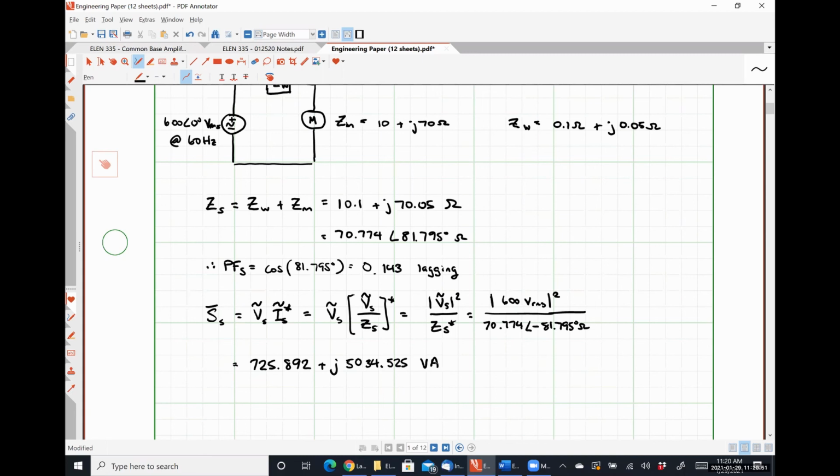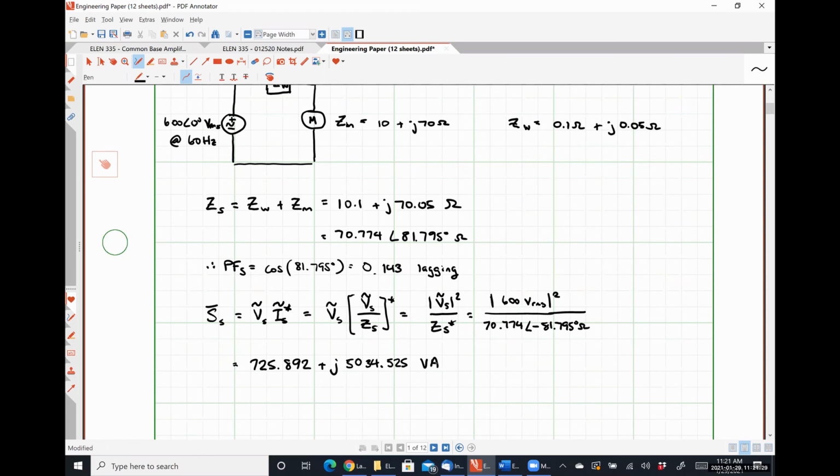And just to do a sanity check here, if I did 600 squared over 70.774 times cosine of 81.795, I get 725.937. So with a little rounding error, it's still the exact same thing as what you suggested. My personal preference is always to just find the complex power, because it has all of that stuff inside of it. You don't have to do it that way, but that's just my preference.